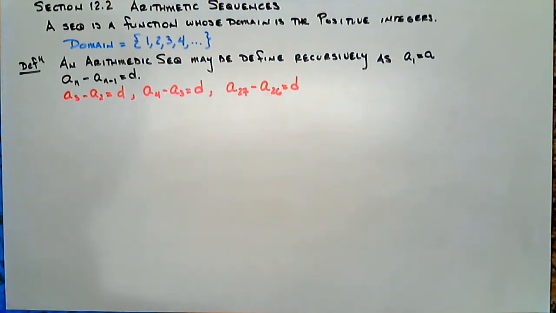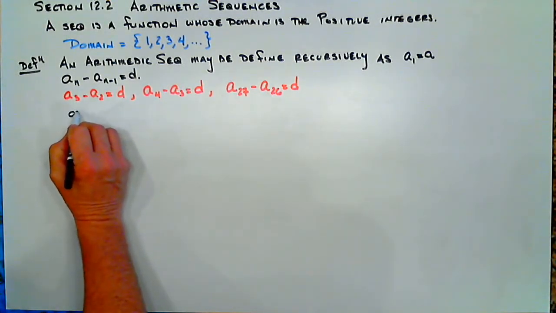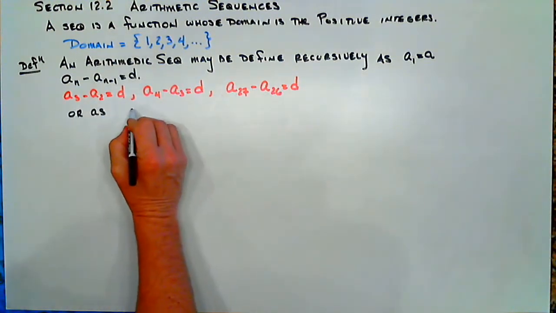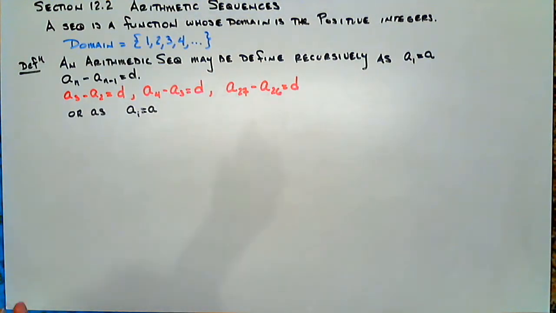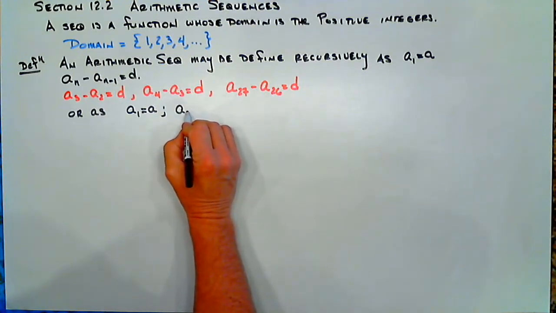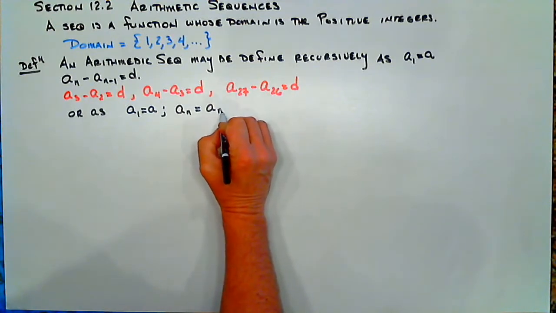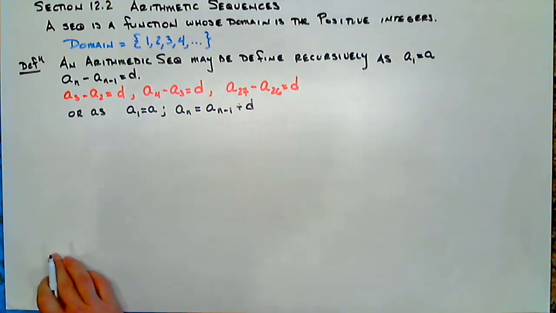That's our recursive definition. Now, another way we could have written that, our author says, is as follows. We could have said our first term is a. Now, that's just going to be a number, like your first term is 6 or 12 or -8. Whatever it's going to be, your first term is just a constant a. Then the next term is the previous term plus the common difference.